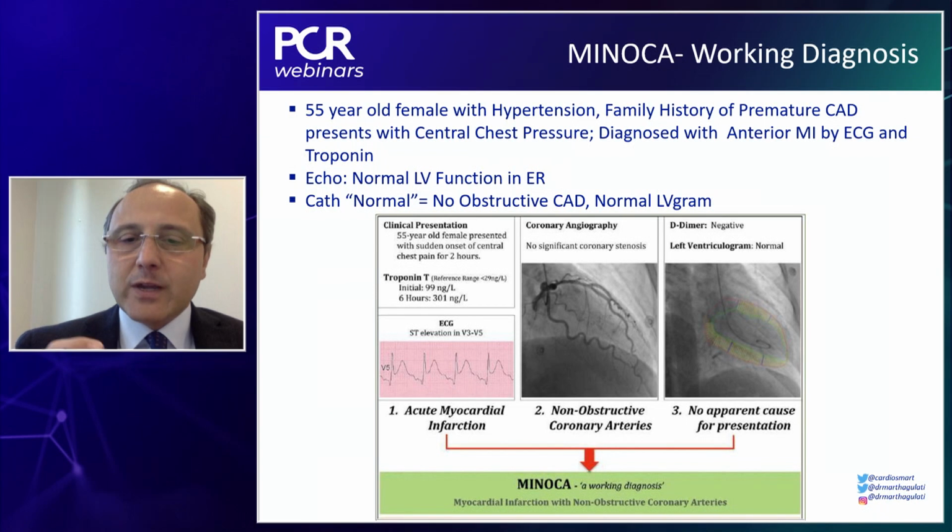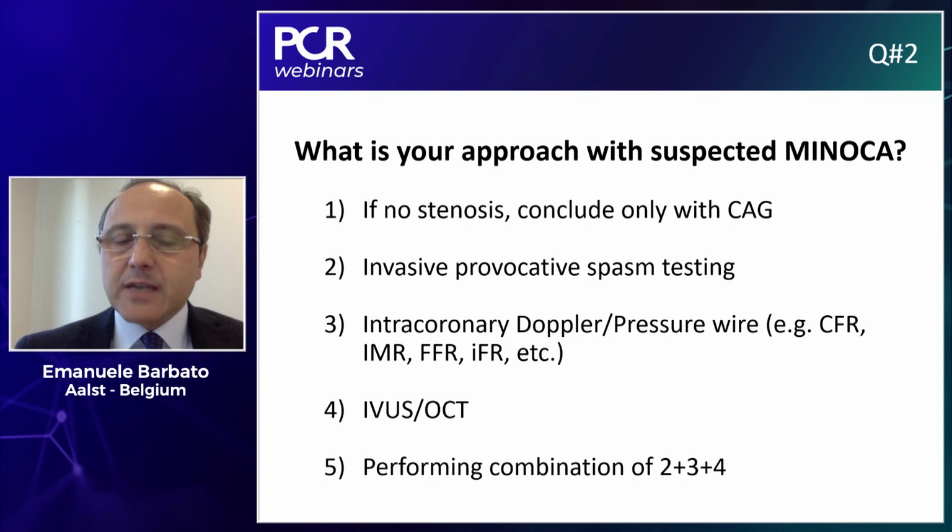Okay, let's now focus for a minute just on this specific case that Marta has shared with us. Now we are dealing with an acute patient, diagnosis ST elevation myocardial infarction, working diagnosis MINOCA. And here it comes, the second poll and the additional questions to you. You have these patients in your cath lab, in your ward. What is the approach that you would use? The angiogram didn't show any coronary stenosis. So does this mean that the job is done and you would conclude only with coronary angiogram?